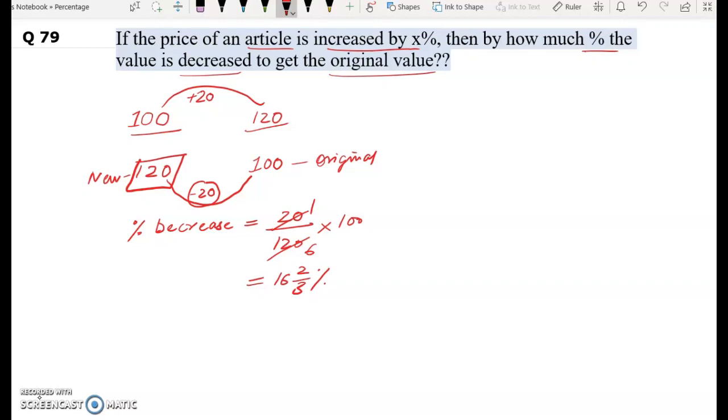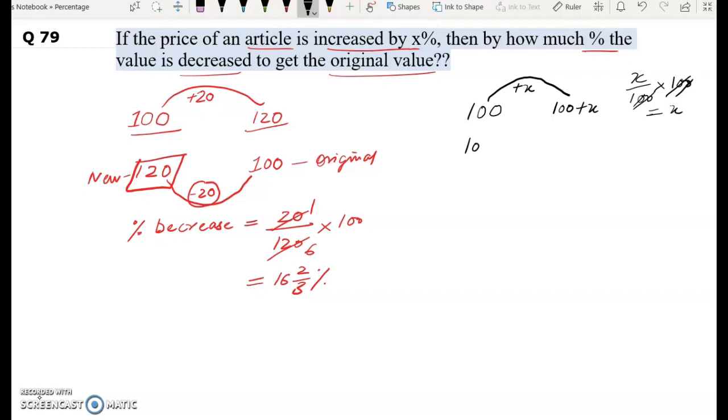Now in this question it says if the price of an article is increased by X%, then by how much percent the value is decreased to get the original value. So in this question, let's say the price of the article is 100. Now it is increased by X%. X% of 100 will be X. So it's increased by X units. So now the new number is 100 plus X.